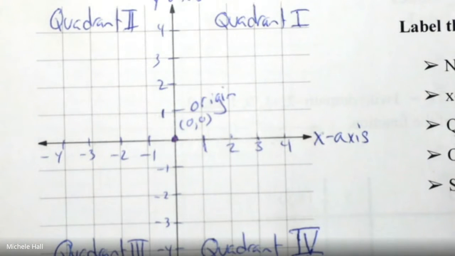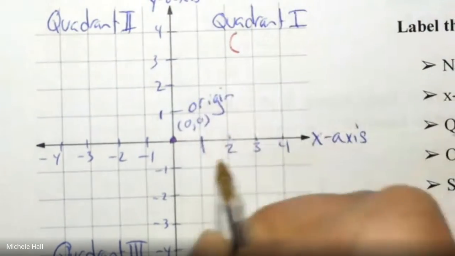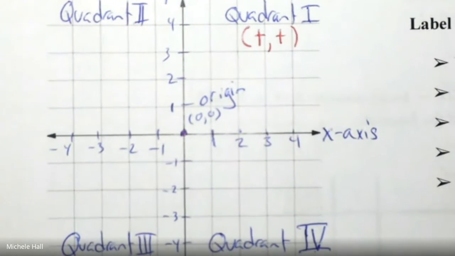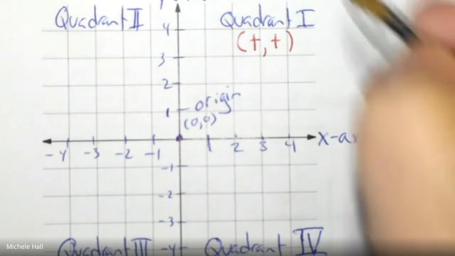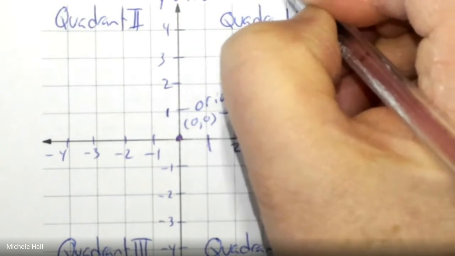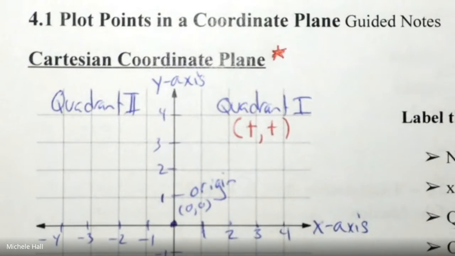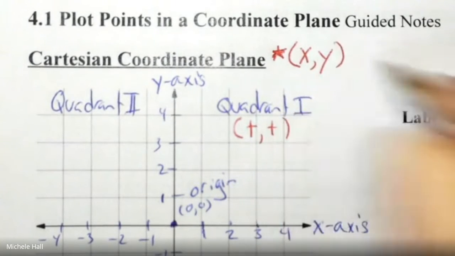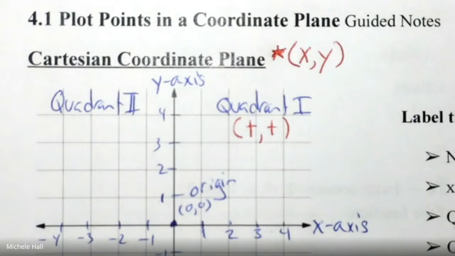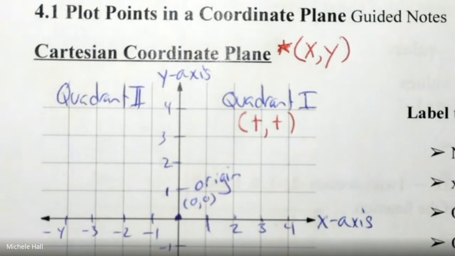If I wanted to look at the signs in all of the quadrants, I would see in quadrant 1 that my x's are positive and my y's are positive. They're both positive in quadrant 1. And this is going to be important. I'm going to put a little star right here. It's always x first and then y. Alphabetical order, x, y. I go to the x-axis first, and then I go to the y-axis.